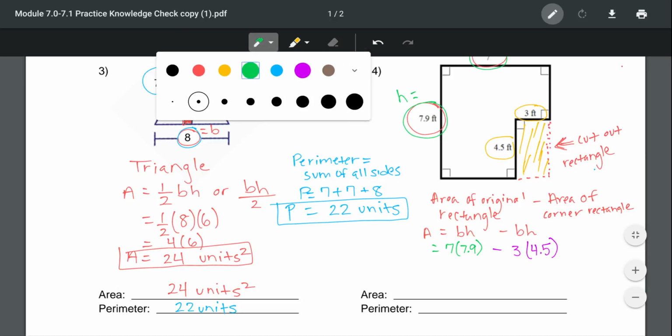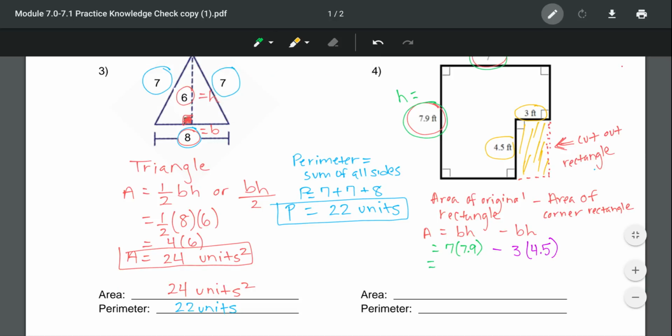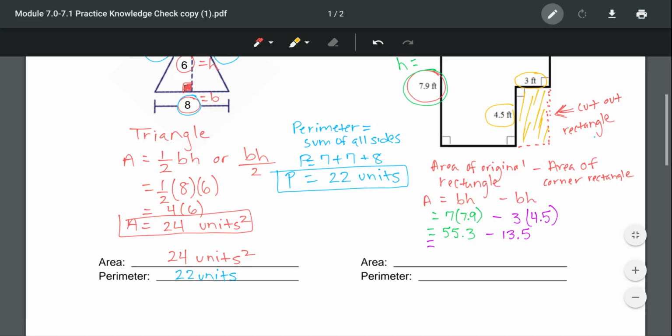So simplify that expression. So you get 55.3 minus 13.5, and then when you subtract those values, you get 41.8, and the units for that would be feet squared. So I'm going to write down my area is 41.8 feet squared.